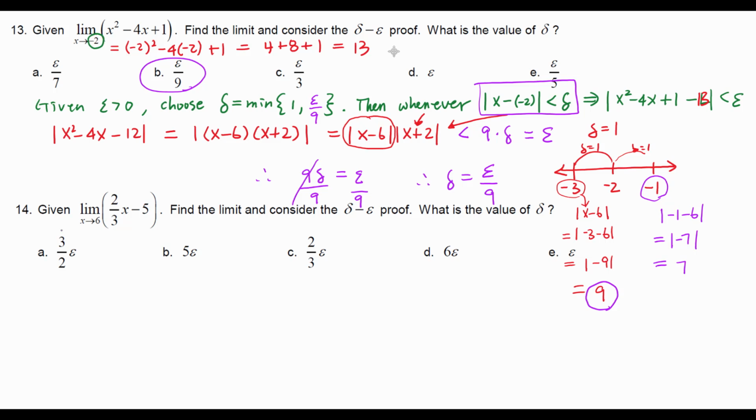Number 14, given the limit as x approaches 6 of 2/3 x minus 5. Find the limit and consider the delta epsilon proof. What is the value of delta? So this one's the easy one since it's just linear, but let's get the L first. So my L is 2/3 times x, and my x is 6, minus 5.